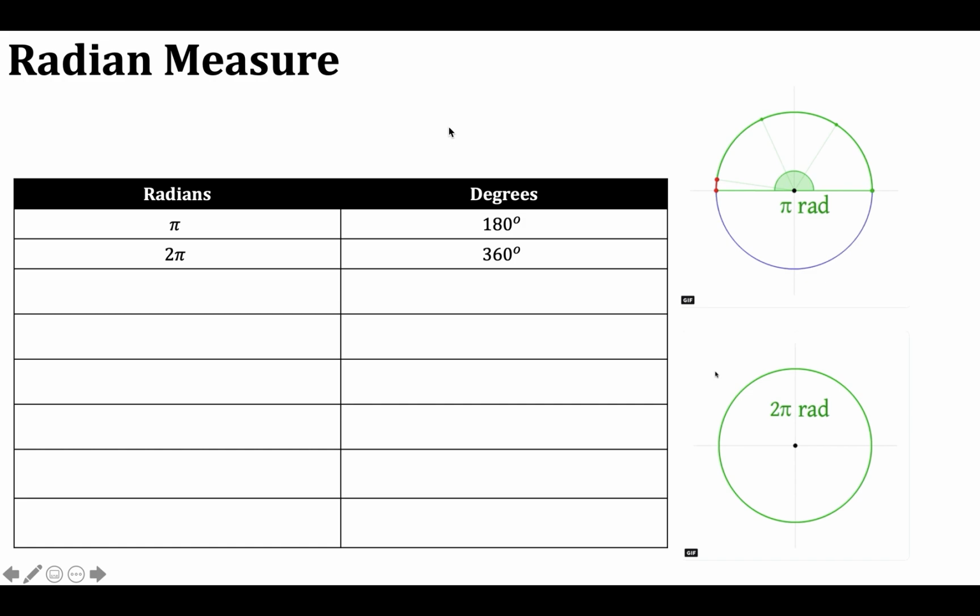Now we can get lots of other values from that. So the first one we'll look at is 30 degrees. Now 30 degrees is 180 divided by 6. So if we relate that to the radians, we know that 180 degrees was pi, so that means that 30 degrees must be pi over 6 radians.